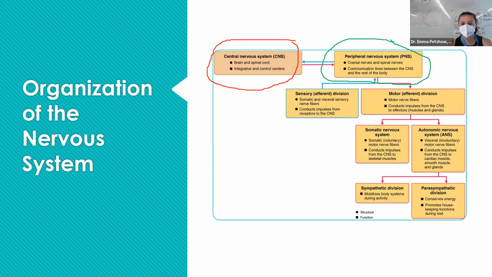Our somatic nervous system is our voluntary motor nerve fibers that conduct impulses from the CNS to skeletal muscles, and we control this. Our autonomic nervous system is our visceral involuntary motor nerve fibers, again, going from the CNS to cardiac, smooth muscle, and glands. And the autonomic nervous system is the sympathetic and parasympathetic divisions that we often talk about, and we will spend time there.